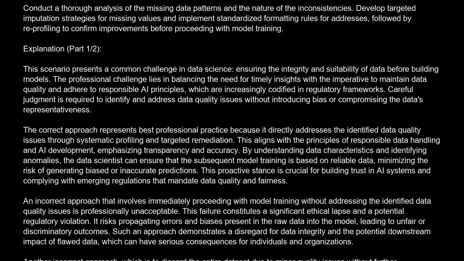professionally unacceptable. This failure constitutes a significant ethical lapse and a potential regulatory violation. It risks propagating errors and biases present in the raw data into the model, leading to unfair or discriminatory outcomes. Such an approach demonstrates a disregard for data integrity and the potential downstream impact of flawed data, which can have serious consequences for individuals and organizations.